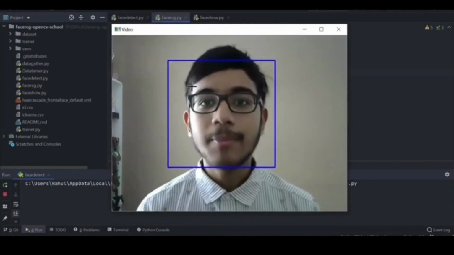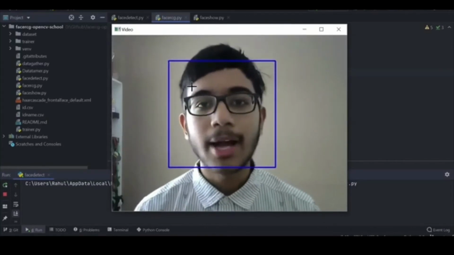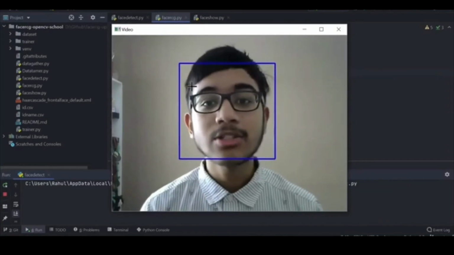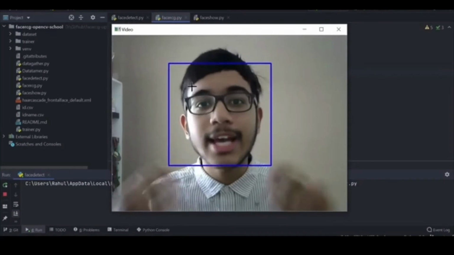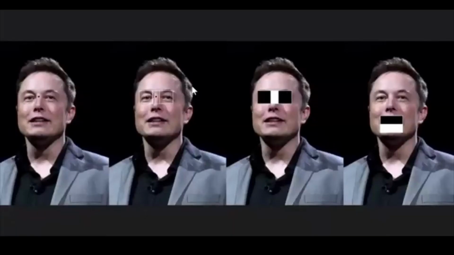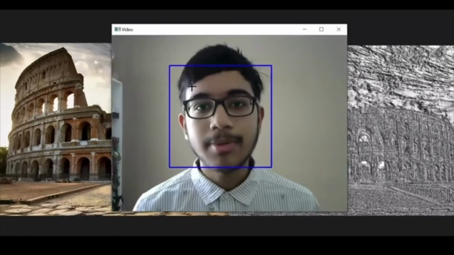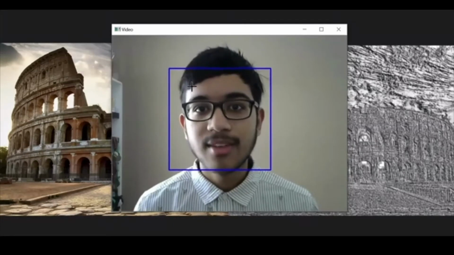The LBP in LBPH stands for local binary patterns. Most simply put, local binary patterns use a thresholding operator to bring out the texture of an image. If you were to use the LBP operator on an image of the Colosseum, this is the image which you'll be getting. As you can see, it is representative of the texture, which means the bumps, the planes, the ridges, etc. The H in LBPH stands for histogram.